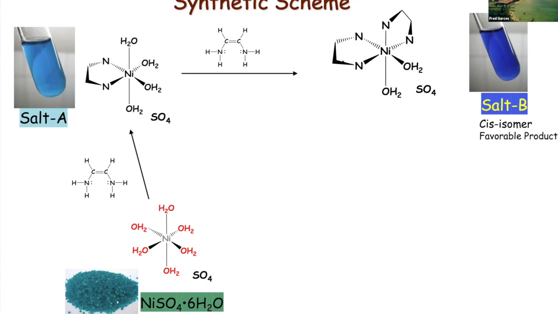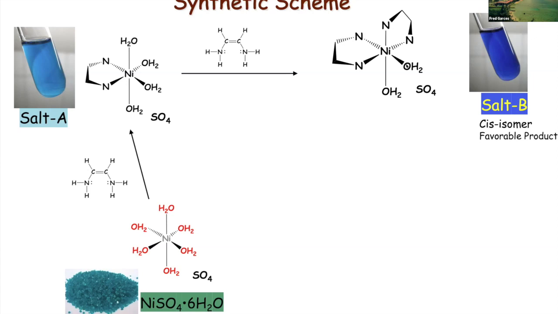In order to counteract this +2, you need a -2 sulfate. That's the salt. That's the negative, and that's the positive. And then there's still a water here, and we draw water as OH2 to show that the bond is actually towards the oxygen, but it's still H2O.